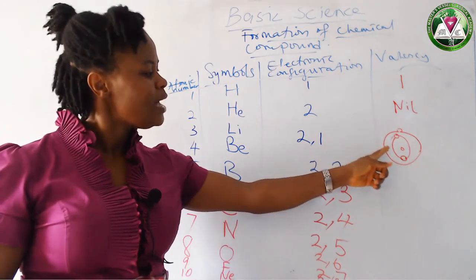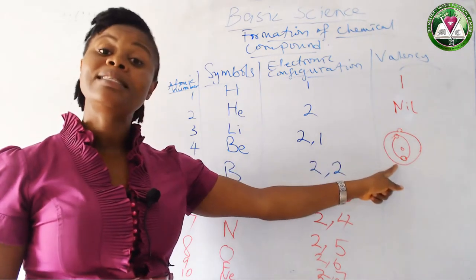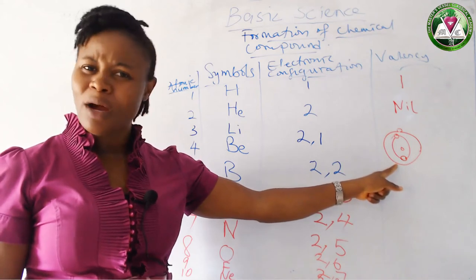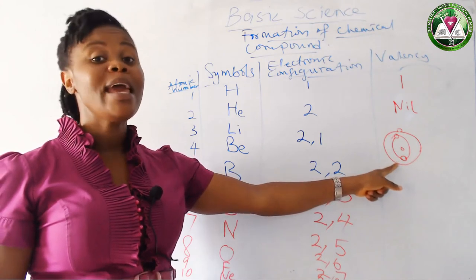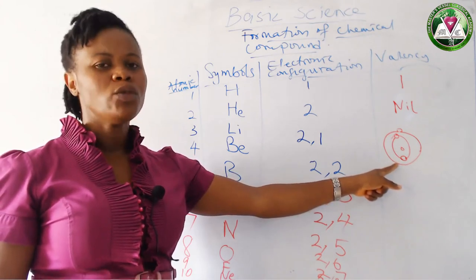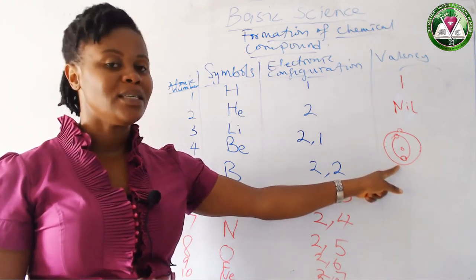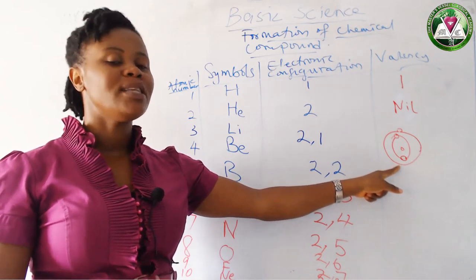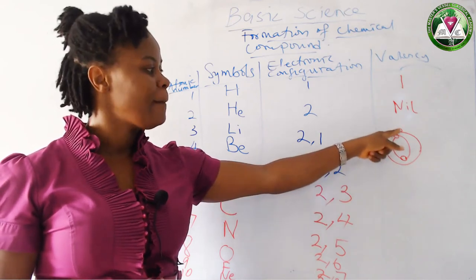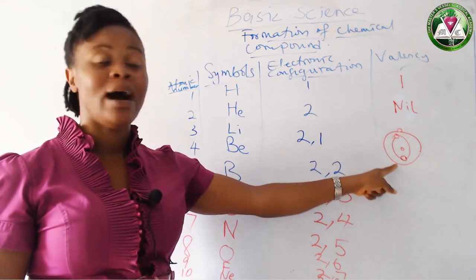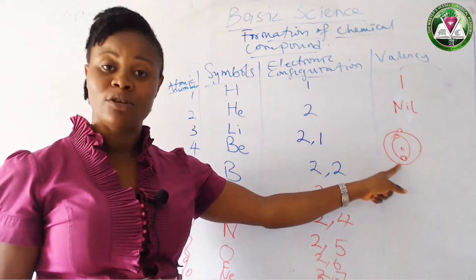But which element can combine with it? You notice that this lithium needs 7 more electrons. How many more electrons? 7. How do I know it's 7? Remember, we said that this L shell can take 8 electrons. What we want to do is to make sure that the shell is completely filled. So, the number of electrons that will help this L shell to be completely filled is 7. We have 1 here. If you say 8 minus 1, you have 7. So, that means this L shell here needs 7 more electrons.